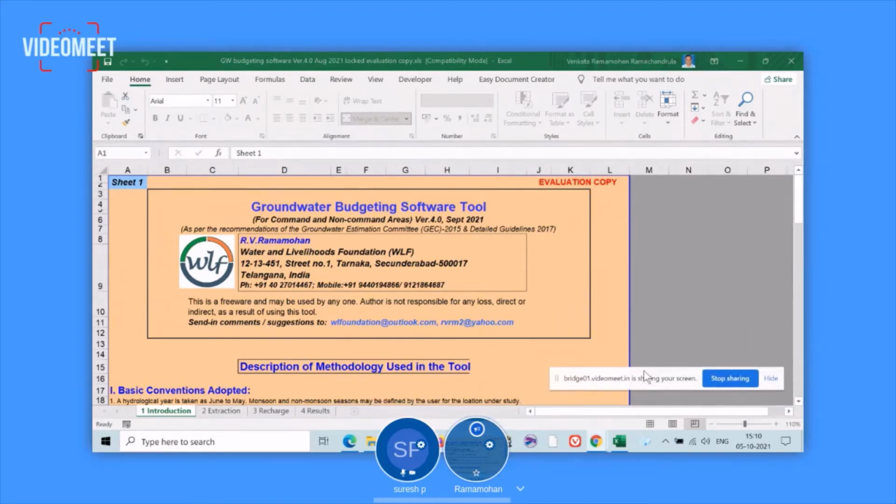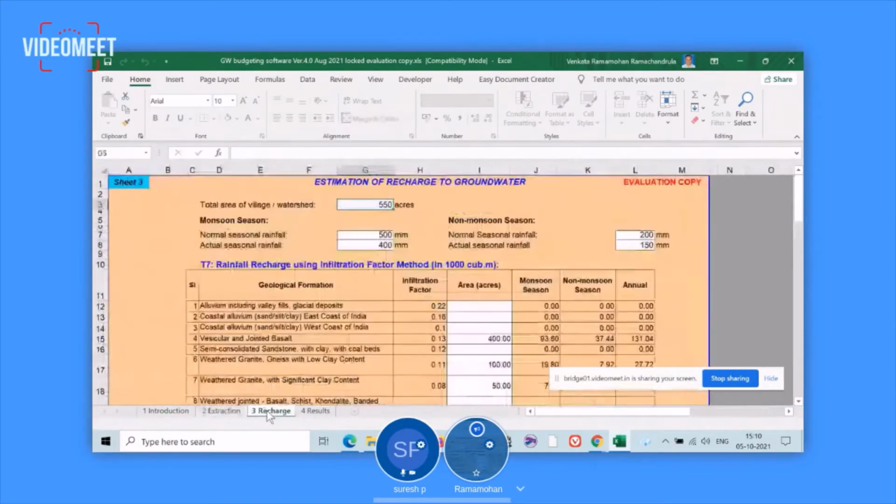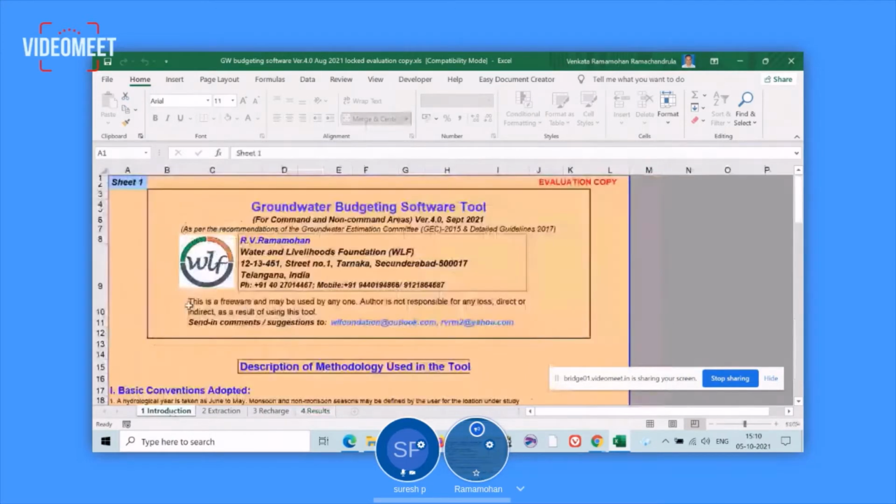First thing is that, as you can see, this is an Excel based groundwater budgeting tool. There are primarily four sheets in this. One is an introductory sheet, second is an extraction sheet, third is the recharge sheet, and fourth is a results sheet, which means it displays the results. There are only four sheets in this Excel workbook. The first sheet gives various details of this tool.